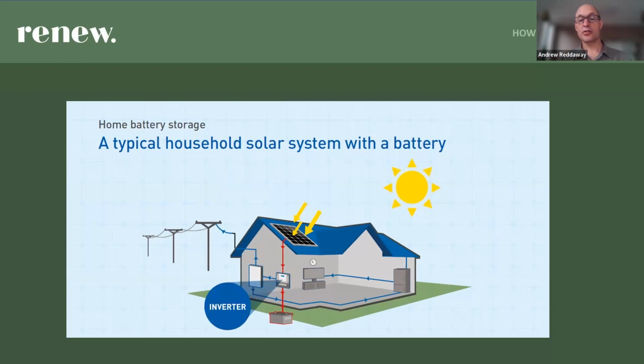It can also help if your local poles and wires company has some limitations on your total inverter capacity. So if they're saying, okay, the maximum inverter capacity that we're going to allow is 5 kilowatts, then if you had your 5 kilowatt solar system and your 5 kilowatt battery inverter, they might not actually allow that. But with the hybrid inverter, it works.